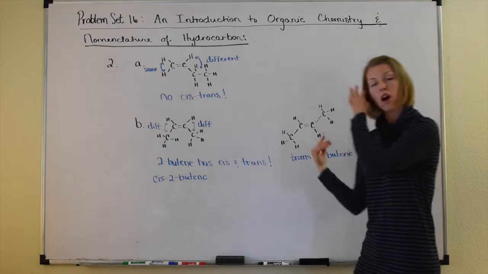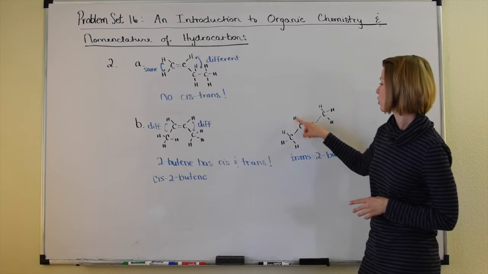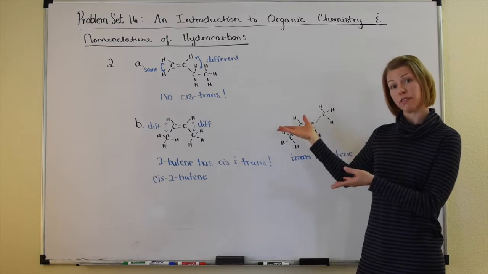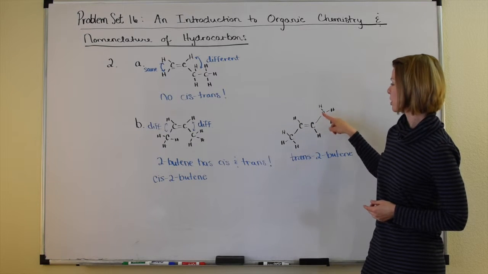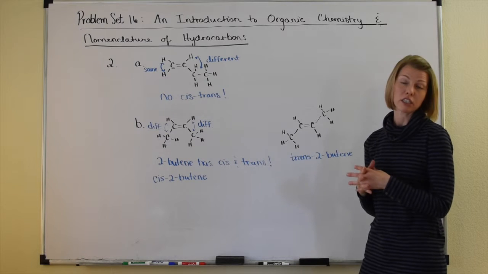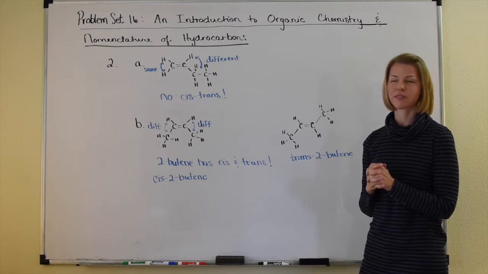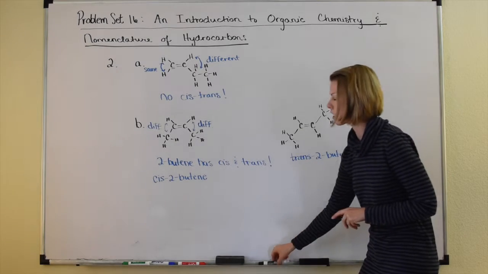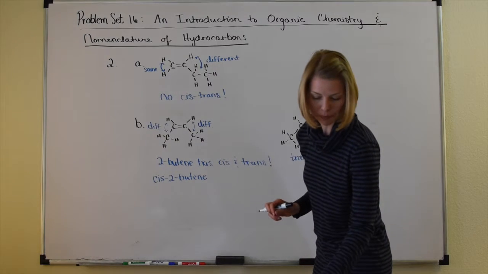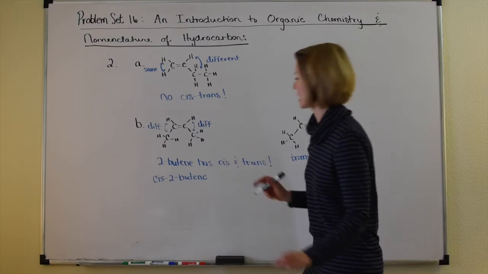So even if we had drawn the trans first, we would still be able to look at these two substituents and say that they are different, and look at these two substituents on this carbon of the carbon-carbon double bond and say that they are different, and we could still determine that, of course, this has both a cis and a trans isomer. All right, let's go on to C, which is 2-methyl-2-pentene.